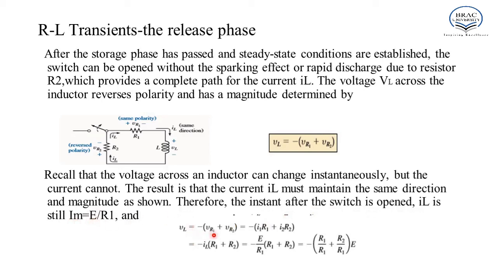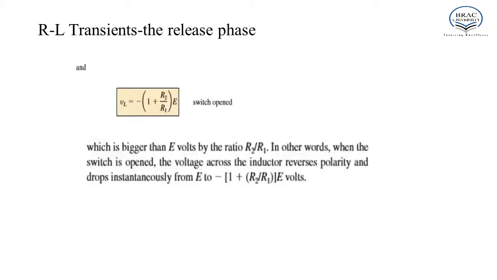VL equals minus VR1 plus VR2. Substituting these values, we get VL equals minus R1 by R1 plus R2 by R1 times E. Thus, VL can be expressed as minus 1 plus R2 by R1 times E when the switch is open. This shows that VL is bigger than E volts by the ratio R2 by R1. In other words, when the switch is opened, the voltage across the inductor reverses polarity and drops instantaneously from E to minus 1 plus R2 by R1 times E volts.